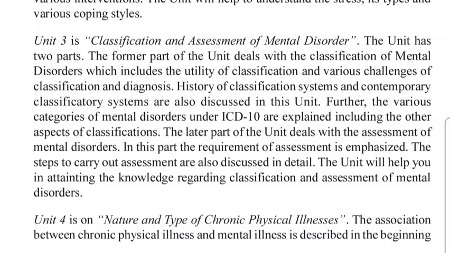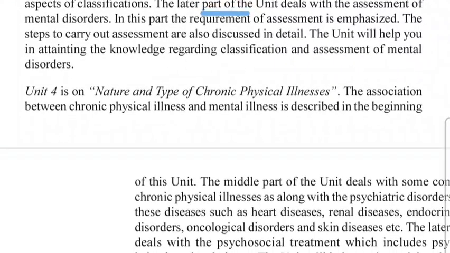The latter part of the unit deals with the assessment of mental disorders. In this part, the requirement of assessment is emphasized, and the steps to carry out assessment are discussed in detail. This unit will help you attain knowledge regarding the classification and assessment of mental disorders.